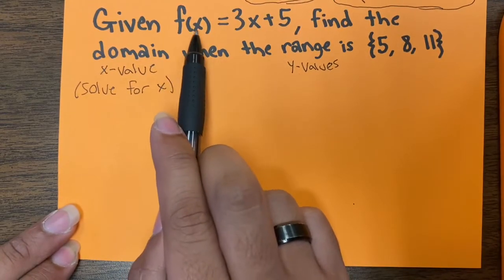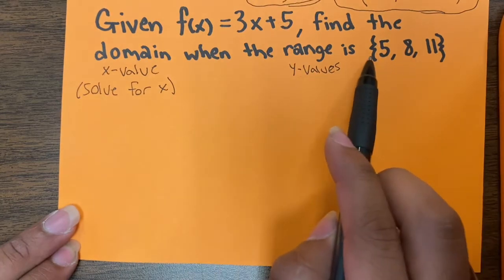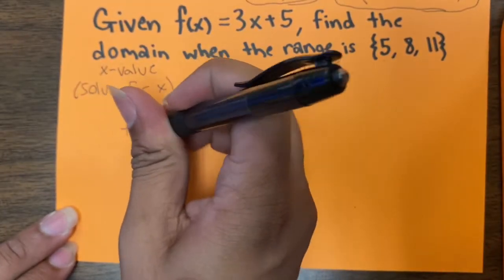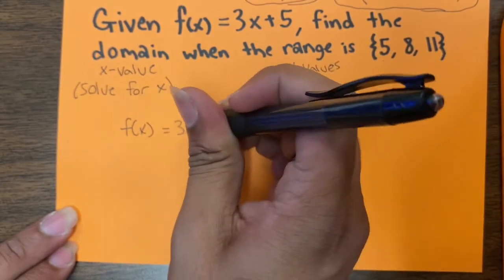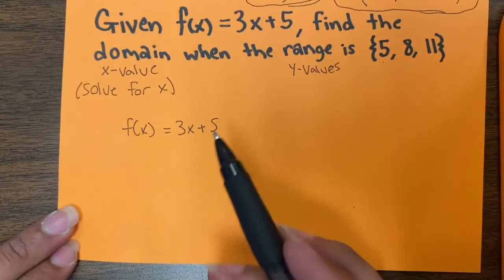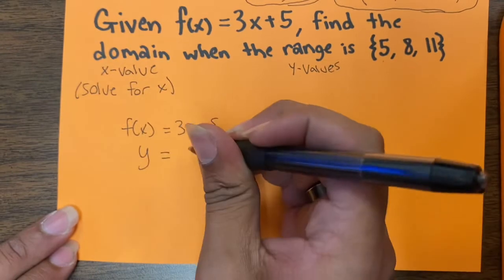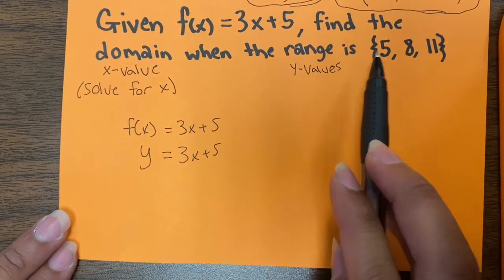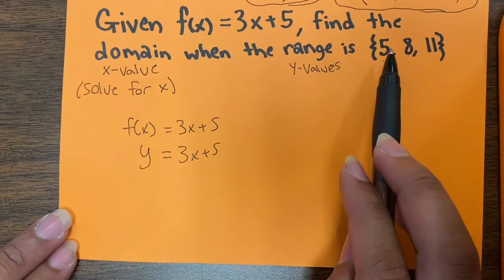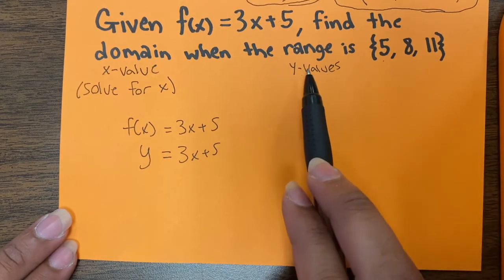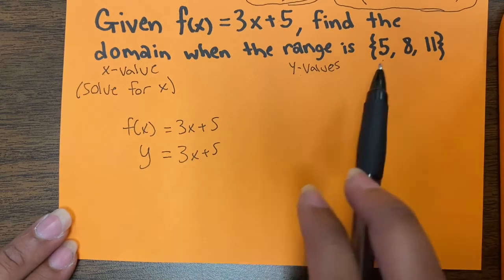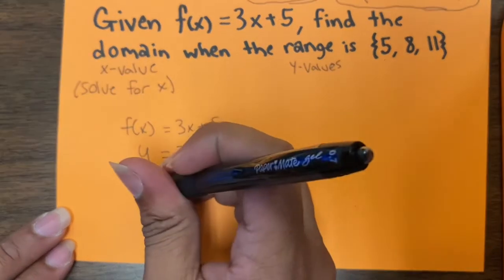So I'm going to replace f of x with y. So f of x equals 3x plus 5 is the same thing as y equals 3x plus 5. So now I'm going to plug in these numbers for y because the range is 5, 8, and 11. So for the y value, I'm going to plug in each of these numbers and solve for x. So I'm going to plug in 5 for y.